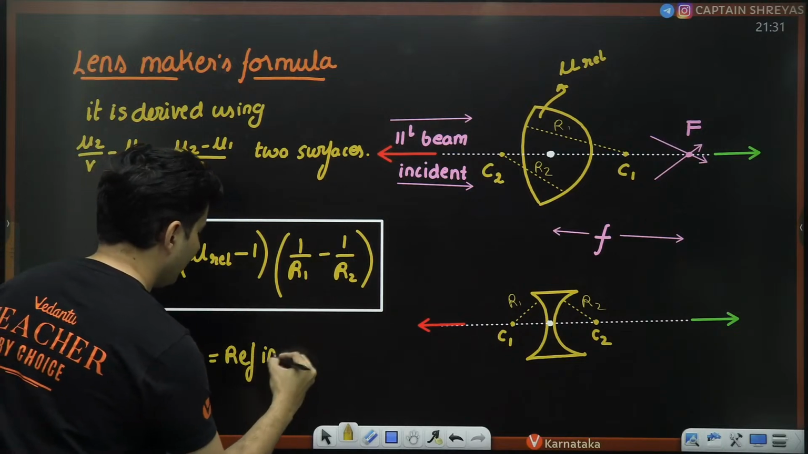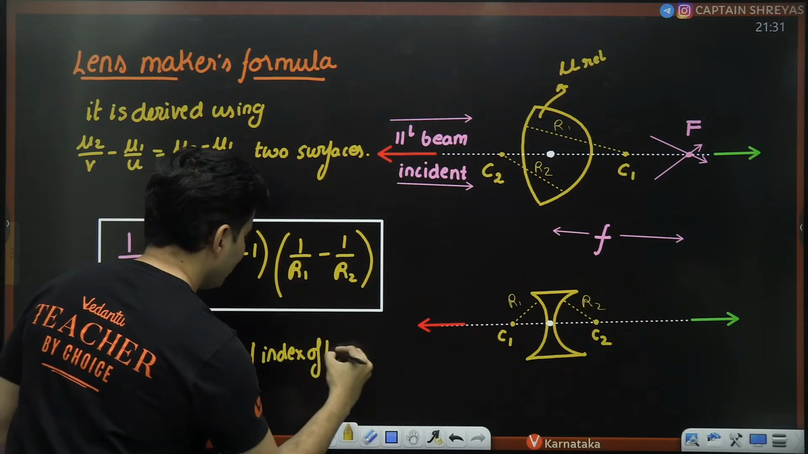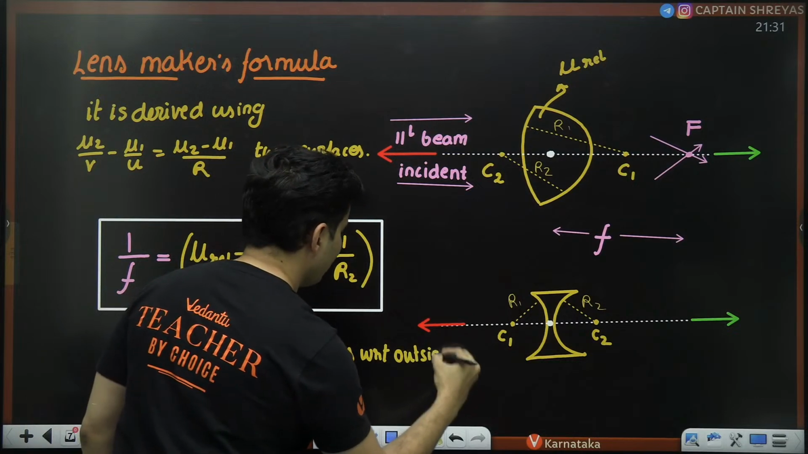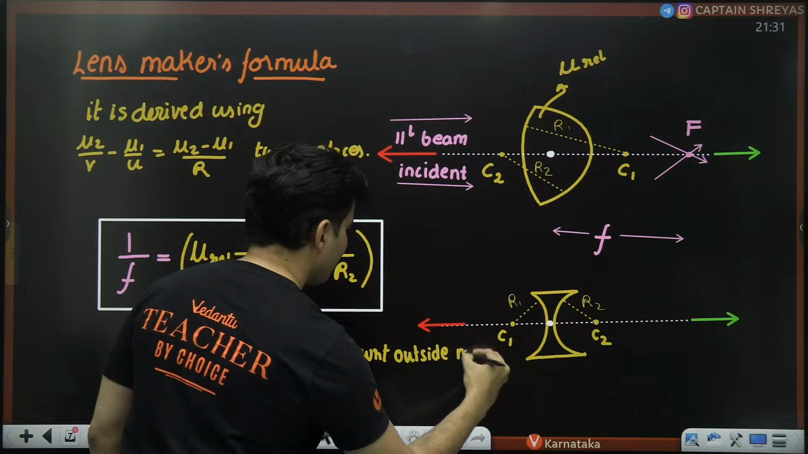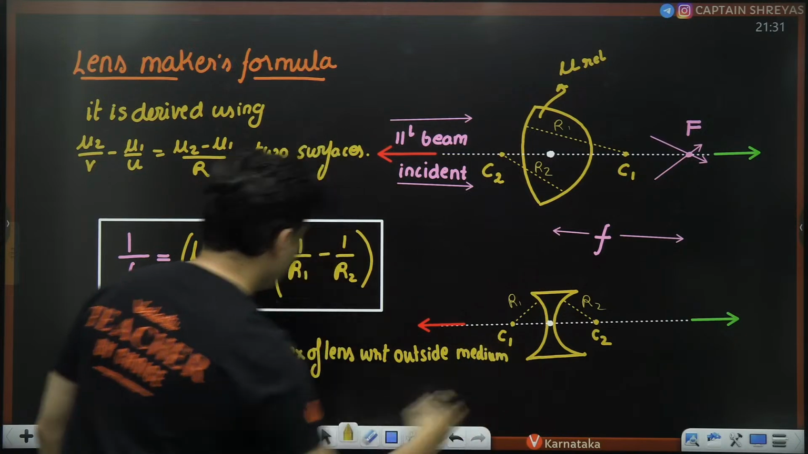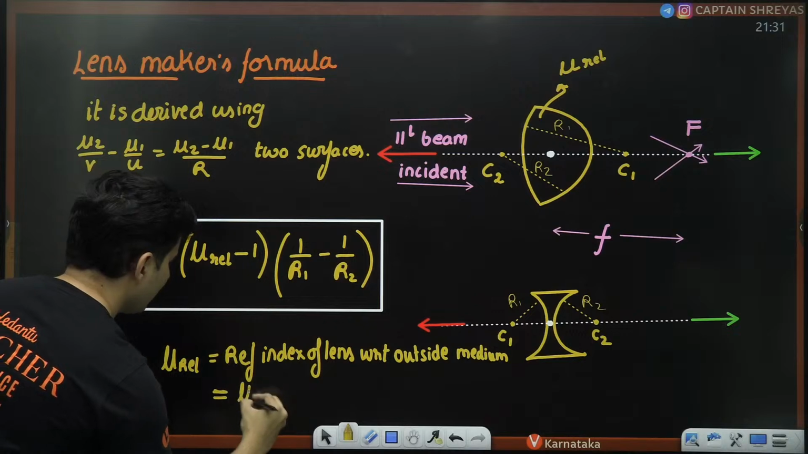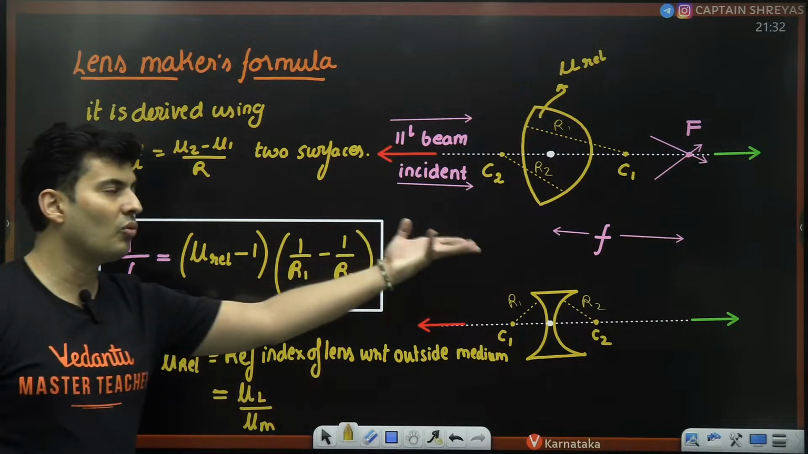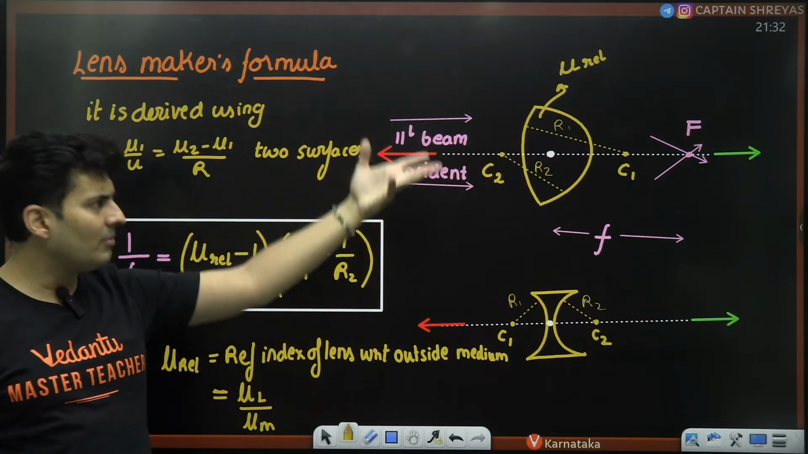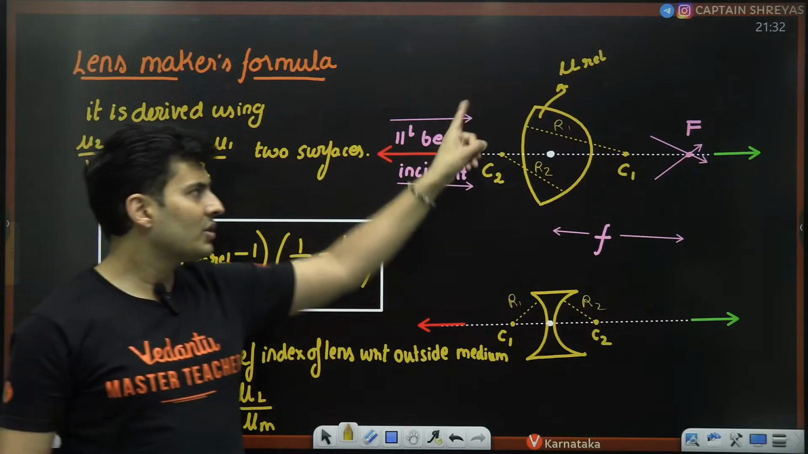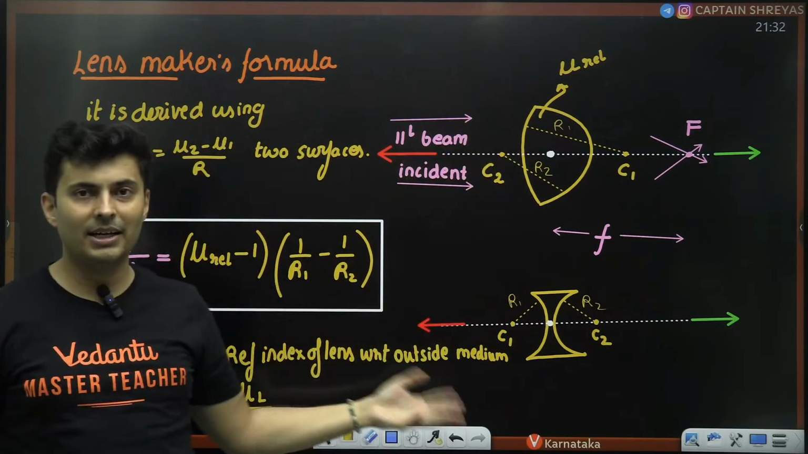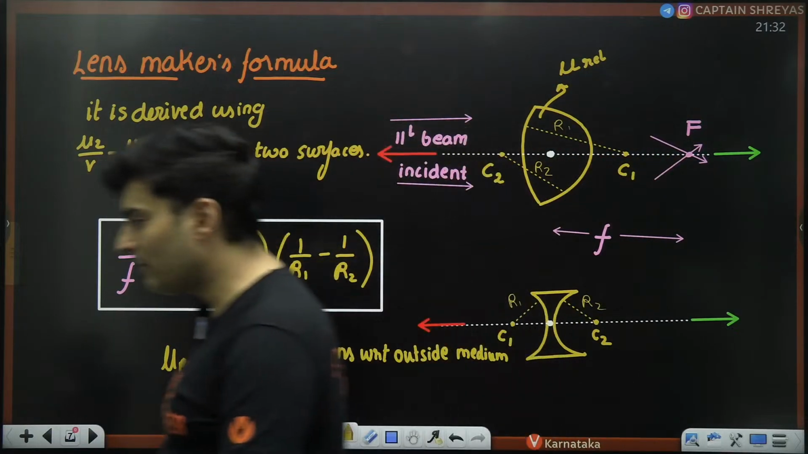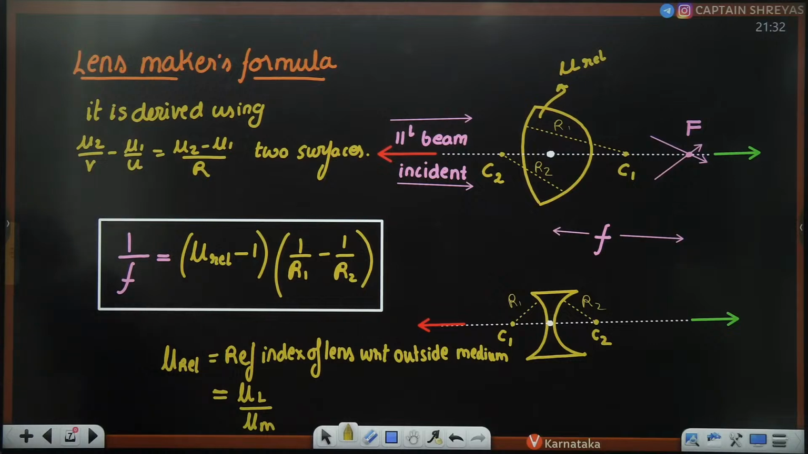It is the refractive index of the lens with respect to the outside medium. So technically it should be the refractive index of the lens upon the refractive index of the outside medium. If it is water or glycerine or kerosene, whatever, you have to take the relative refractive index. The focal point will adjust and change accordingly. That's very, very important.